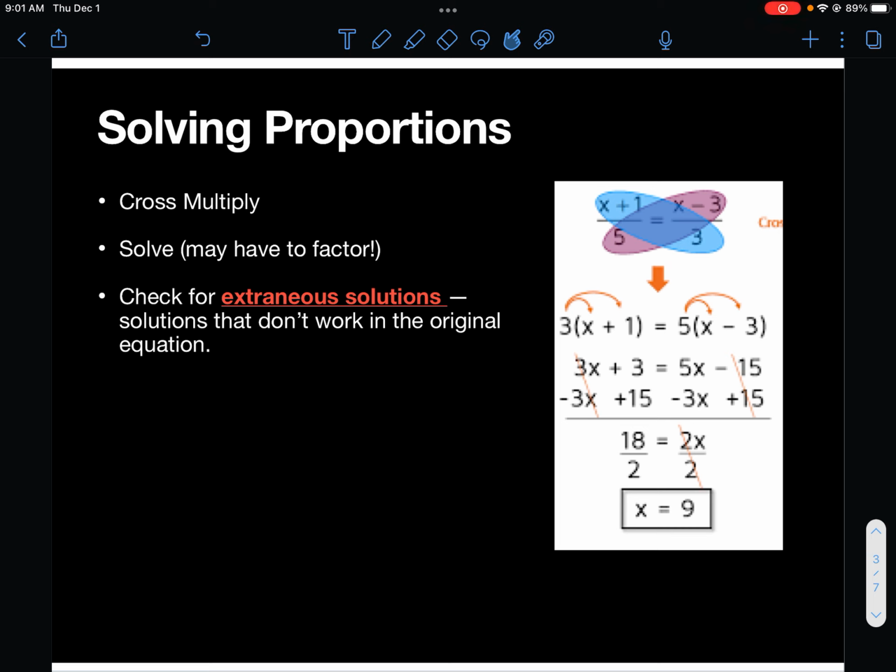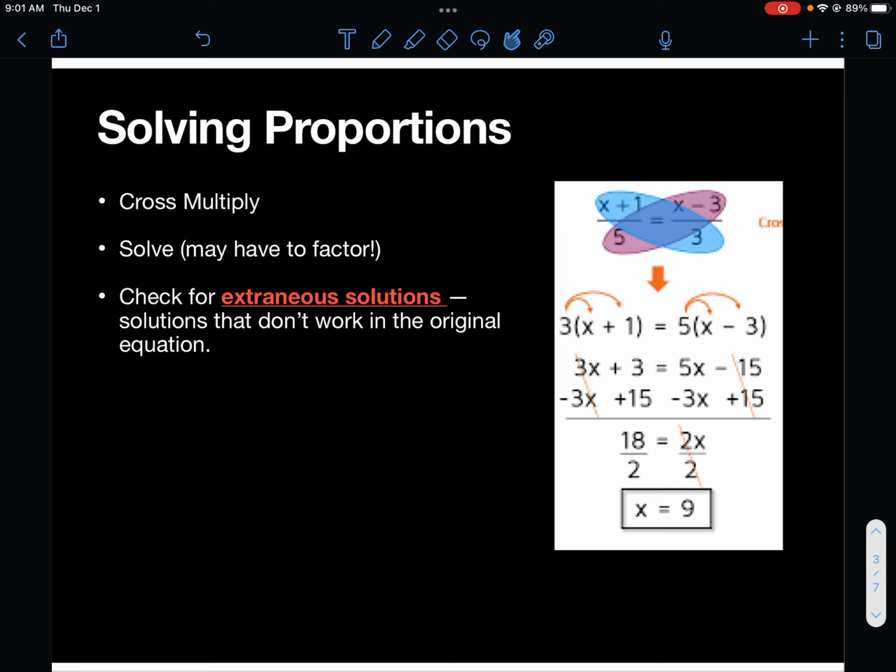We solve proportions by cross-multiplying. There's an example of that shown on the right where we find the cross products in blue and in red. We set them equal to each other and we solve what's left. Sometimes solving what's left is a matter of just a couple algebra steps. Sometimes it's more involved where we actually have to factor.